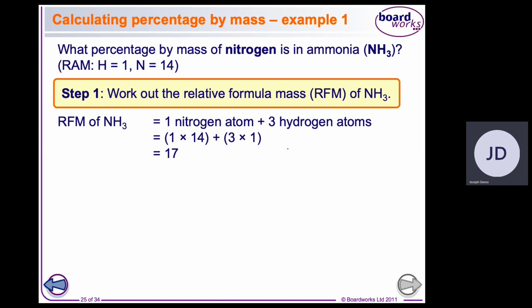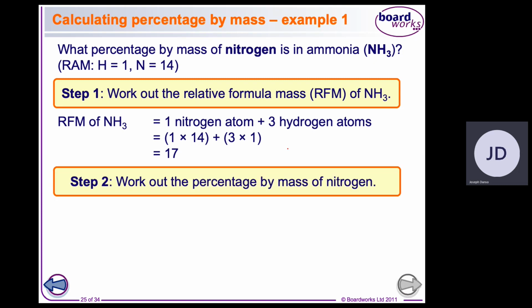Okay, so that's the first step. We've got to work out the relative formula mass, and the relative formula mass is the sum of the individual relative atomic masses of that compound. And remember, the relative atomic masses can be found on the periodic table, or it will always be given to you. This time around, we were given hydrogen as 1, nitrogen as 14.